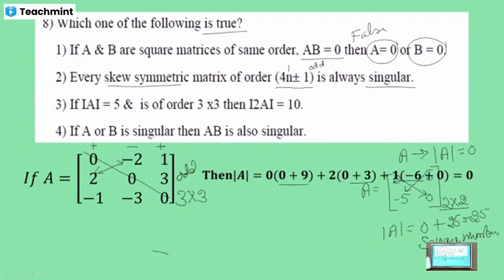Therefore our conclusion: when a matrix of odd order is given, if it is a skew symmetric matrix, the determinant value is always equal to 0. Then we call that one a singular matrix. Hence our solution is the second option. ಸರಿಯಾ? Good. Next one.